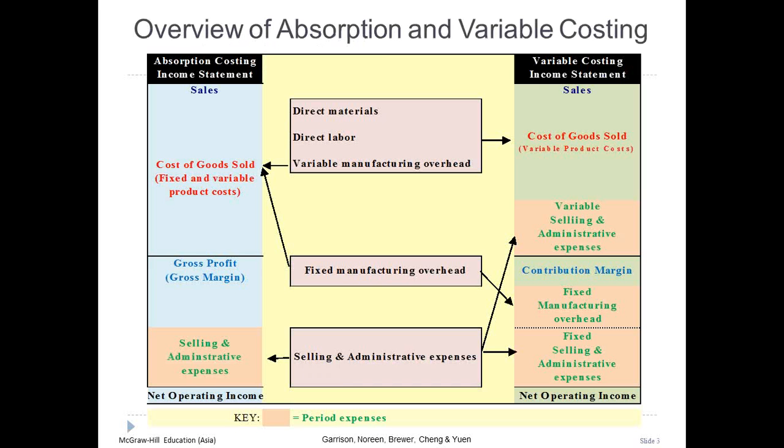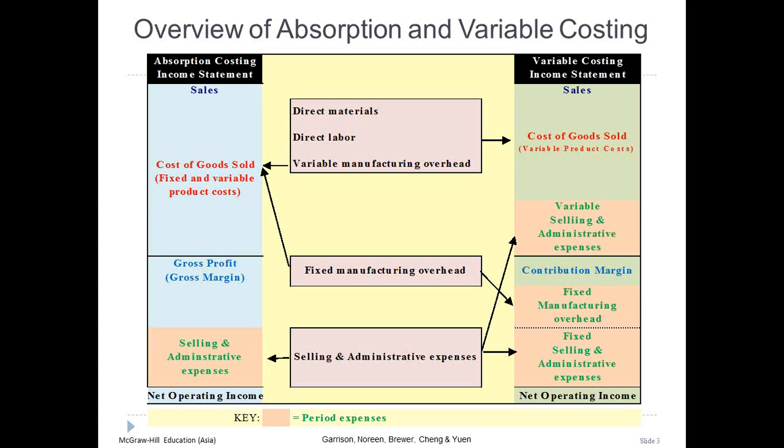Here's an overview of the two costing methods. Absorption costing on the left, variable costing on the right. Top lines are the same, sales. Bottom lines are the same, net operating income. But you'll see in between there are differences. Absorption costing again is GAAP and can be used outside the company. Variable costing is only used inside the company and is the key part of managerial accounting.